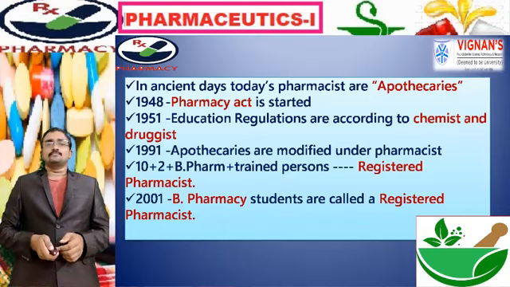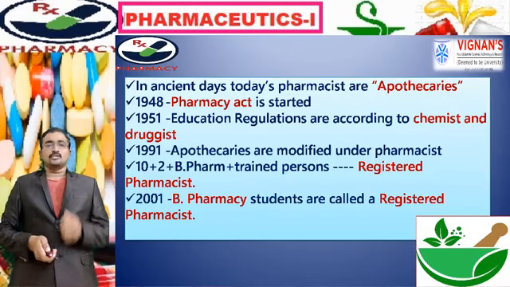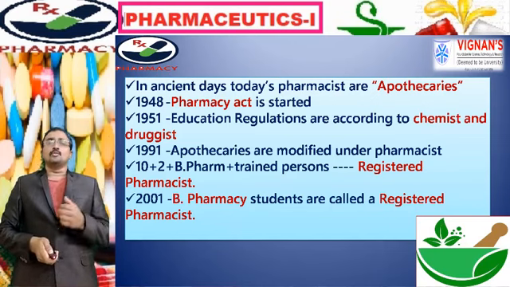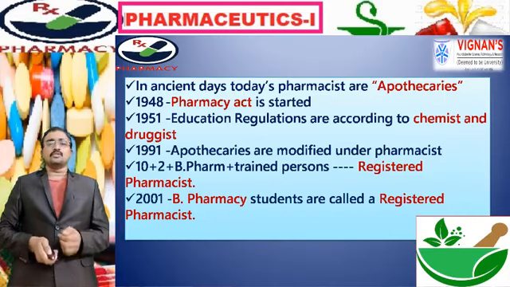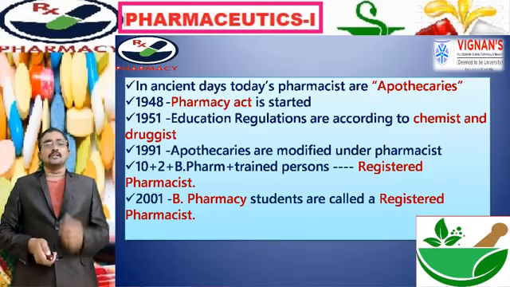In 2001, B Pharmacy students were also made eligible to be called registered pharmacists. The members who finish the B Pharmacy course are also eligible for registration. Before, only D Pharmacy students could be registered. After 2001, B Pharmacy students are also eligible to be called registered pharmacists.